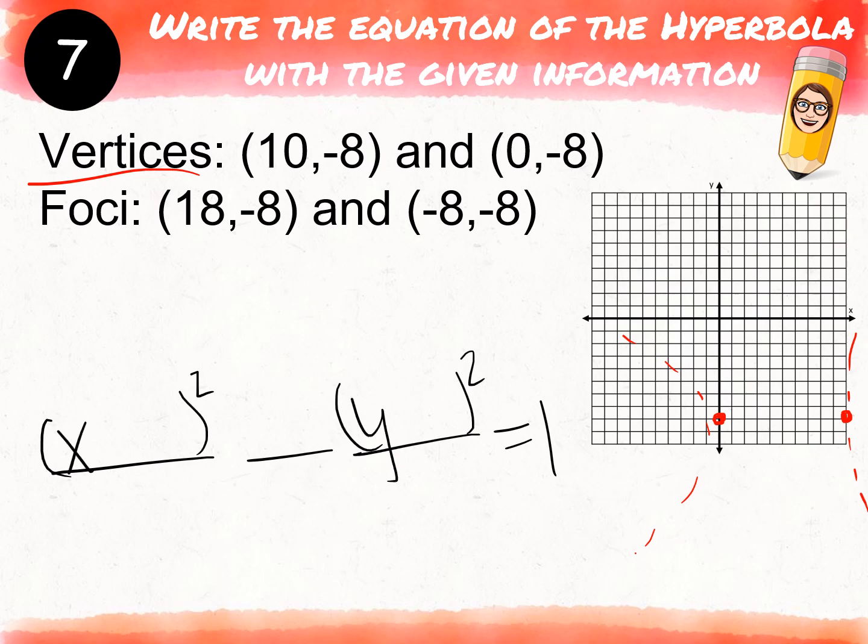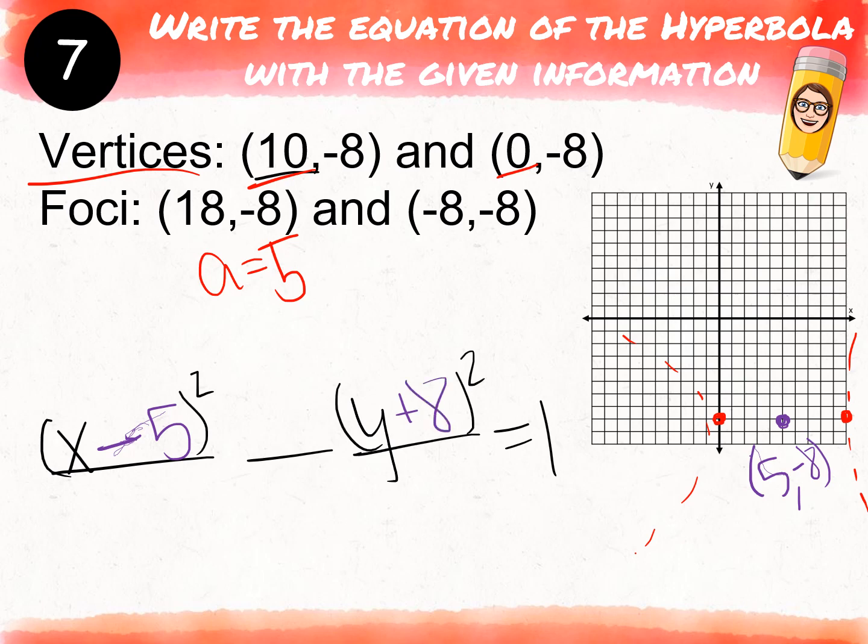All right, the distance from 10 to 0. 10 to 0 is 10. That means halfway is 5. a is 5. The distance between the vertices is 10, so 5 in each direction. So that means my center is at 5, negative 8. See how I found the middle? Those of you that want to do midpoint formula, you could do that. Then you wouldn't need a graph. Midpoint formula would work great. So we're going to write that my x is going to have a negative 5 and my y is going to have a positive 8.